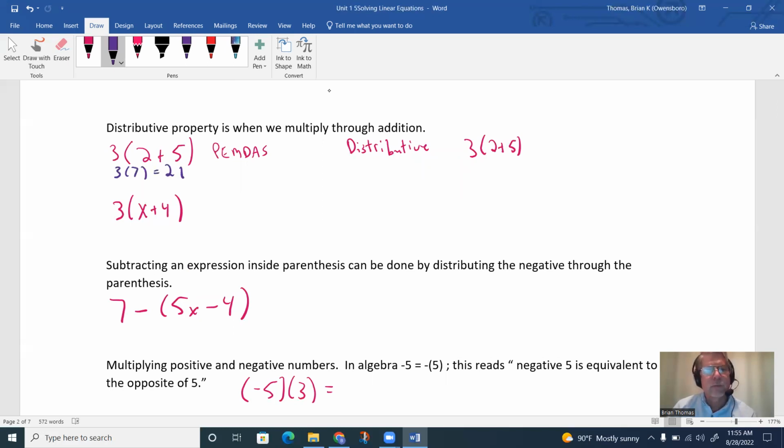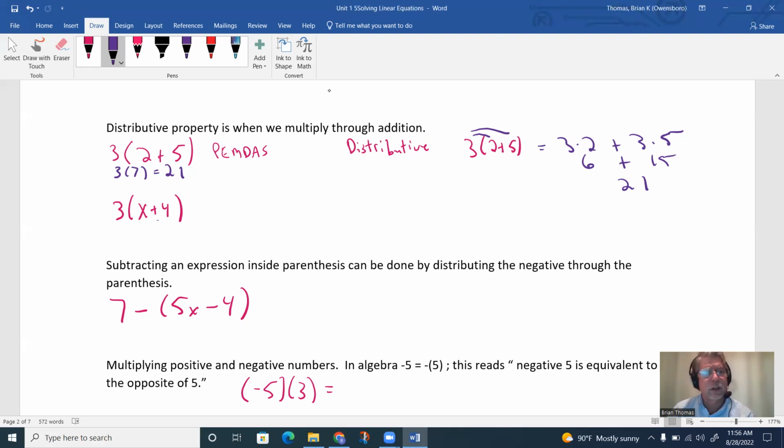That's not the distributive property. That's order of operations. The distributive property is when you actually multiply the 3 through the addition. So this turns into 3 times 2 plus 3 times 5, which is 6 plus 15, which turns into 21. When you multiply through the addition, that's described as the distributive property. So when I want to multiply this 3 times this quantity, x plus 4, quantity kind of means you use parentheses.